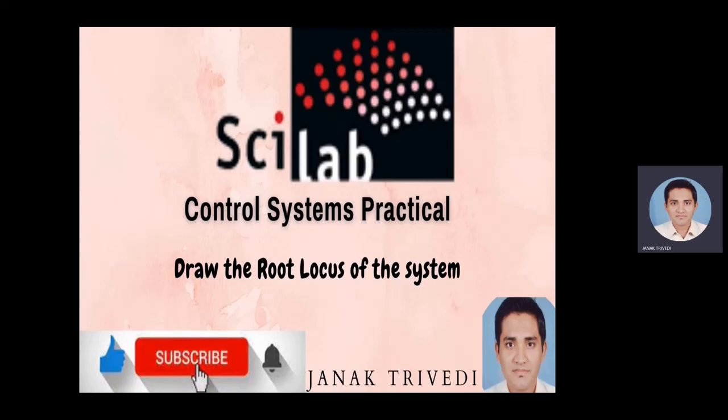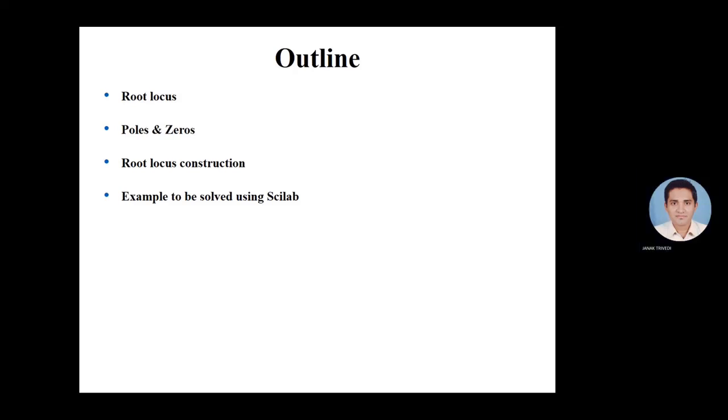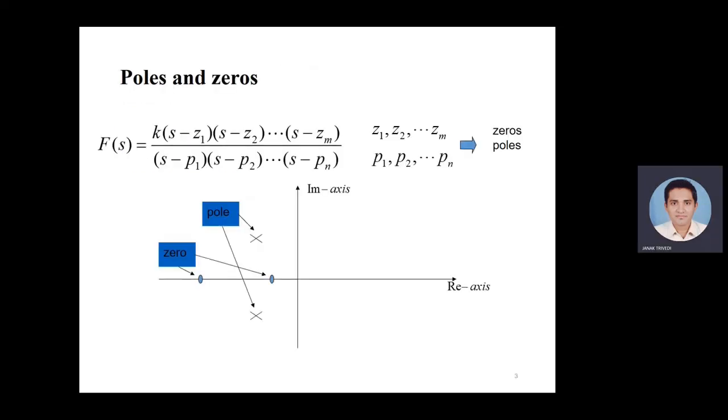रिगार्डिंग रूट लोकस. So outline of this particular practical is: first we discuss root locus, then poles and zeros, then root locus construction, example to be solved using Scilab. So poles and zeros. So this is the basics of poles and zeros.